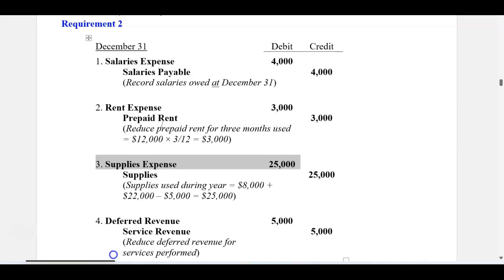Okay, and that was the rent expense that has been incurred for 3 months. That's why you need to recognize the rent expense. And again, reduce your asset by 30,000.